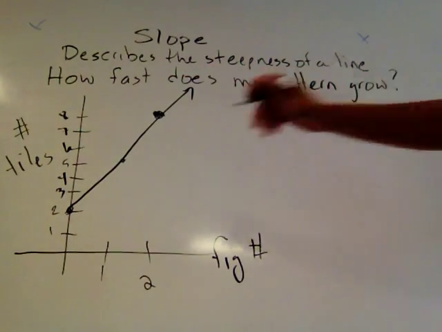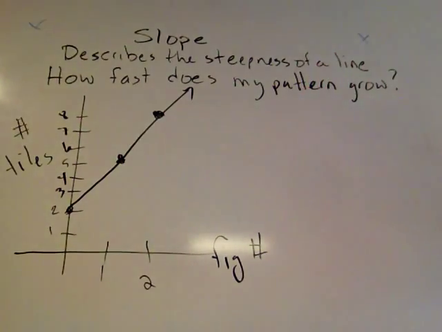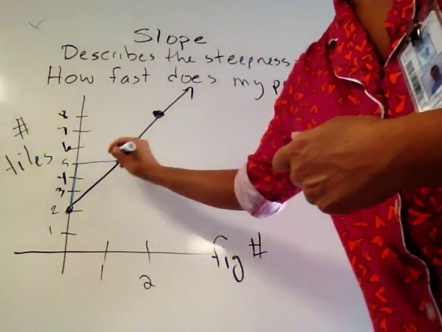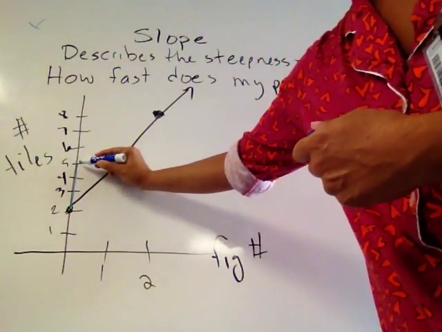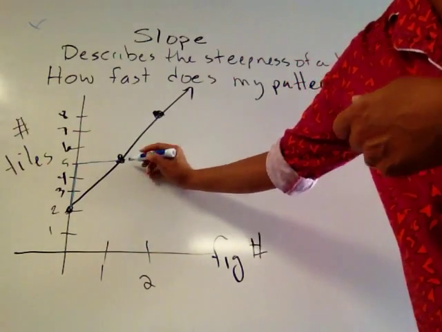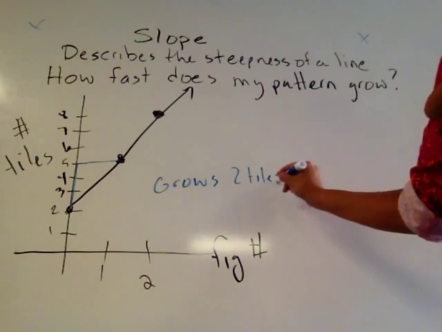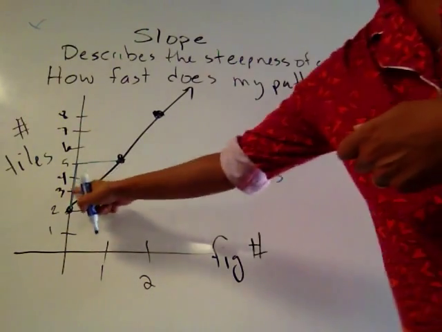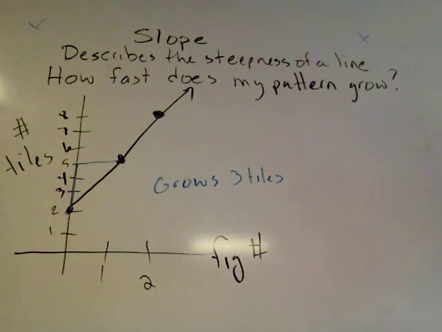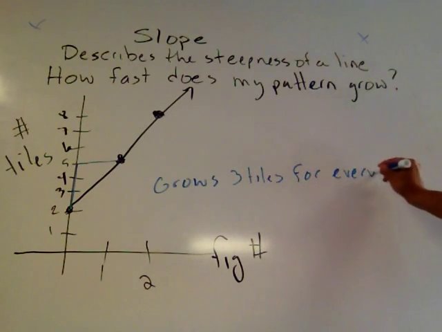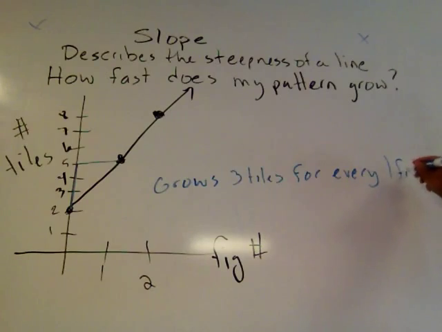All right. So now, if we wanted to find out how fast this is growing, we drew this little triangle here and said, hey, look, I can talk about it grows up 3 for every figure number. So it grows 3 tiles, 1, 2, 3, count the spaces, goes 3 tiles for every 1 figure number.